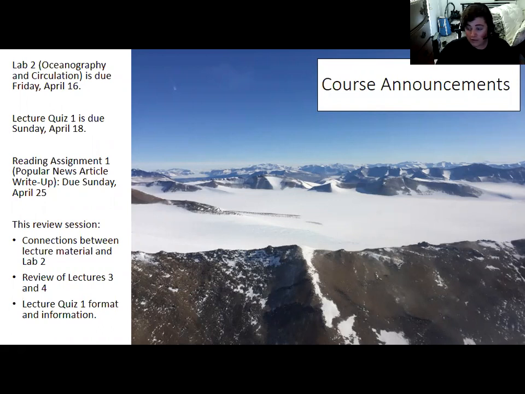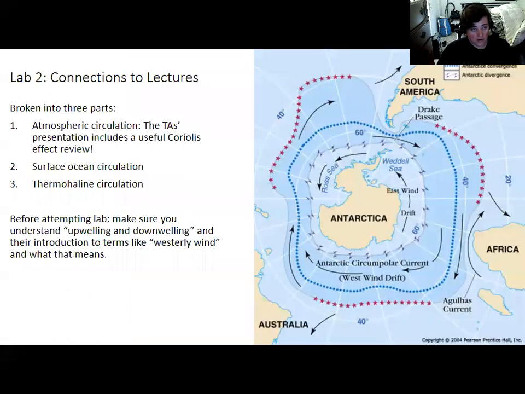For that assignment, you pick a non-academic article about Antarctica, like a news article. Much of this review session is going to be about the climate lectures, as well as the format of quiz number 1. But I will also talk a little bit about Lab 2.